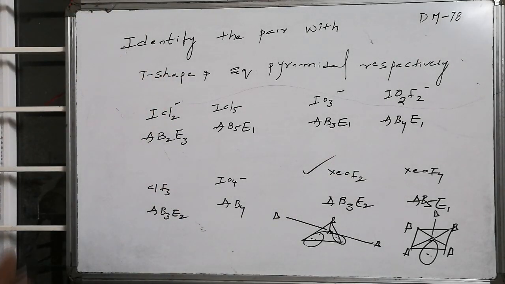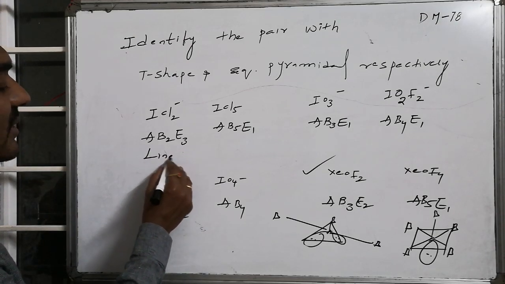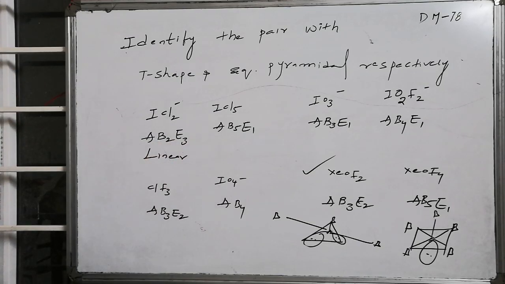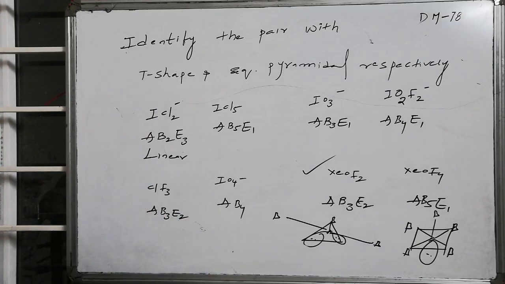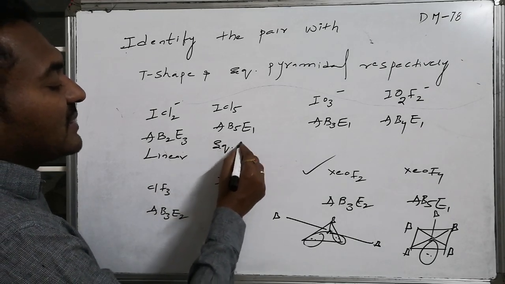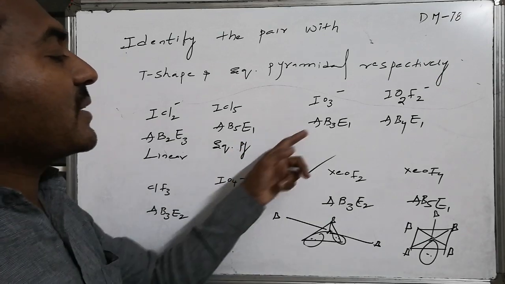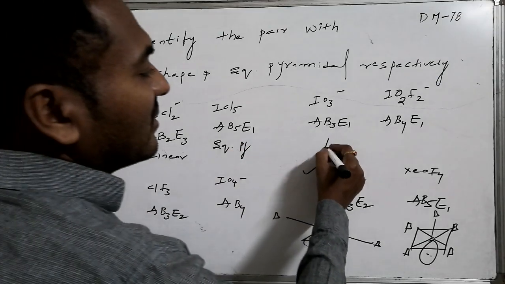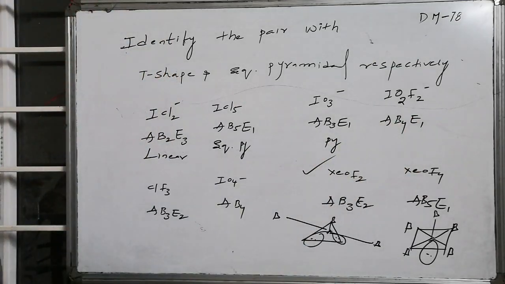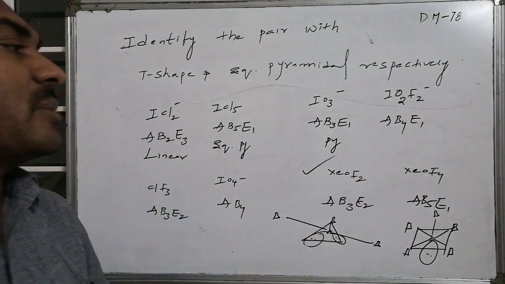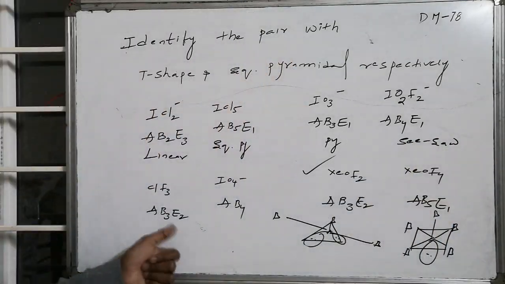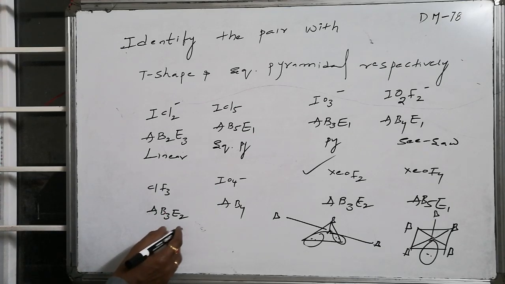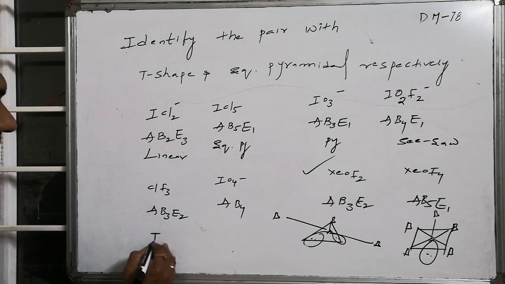If you go for the other cases, this is AB2E3, that is linear in shape. AB5E1 is square pyramidal, and this is also square pyramidal. If I go for AB3E1, total 4, that is pyramidal. If I go for AB4E1, it is a derivative of trigonal bipyramidal, that is said to be seesaw. The remaining AB3E2 is T shape, and it matches.